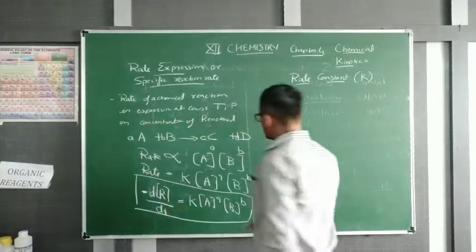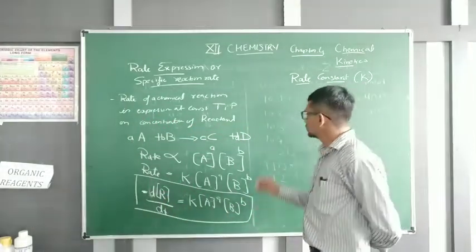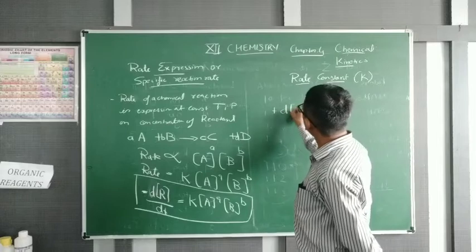Second thing, you can write this in terms of product also. So plus d[P] by dt.